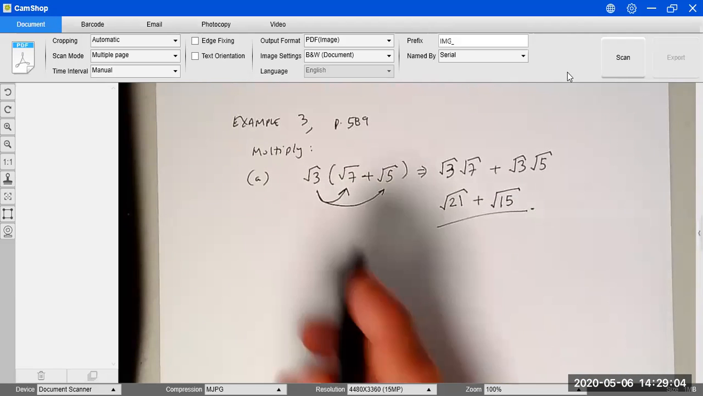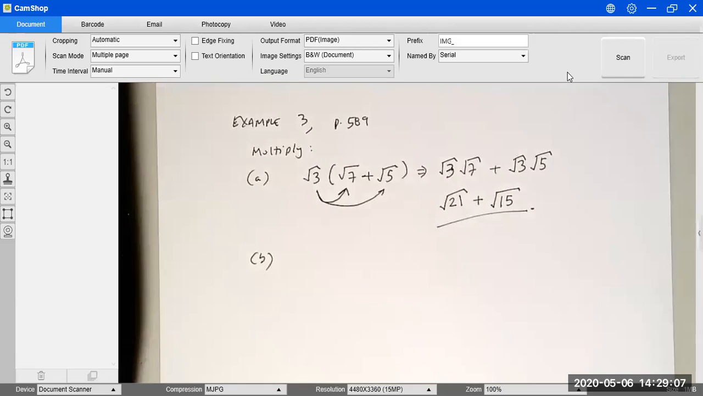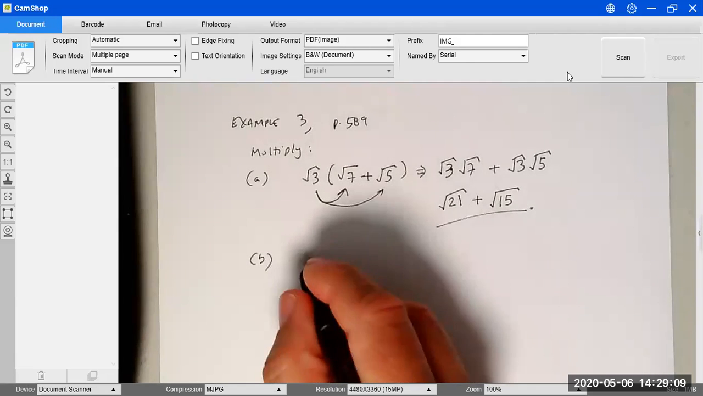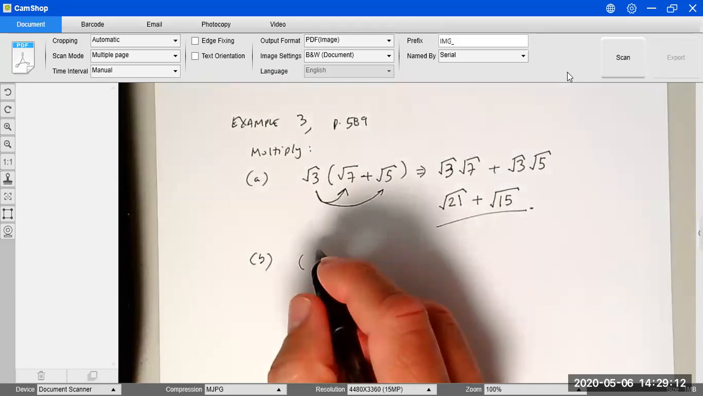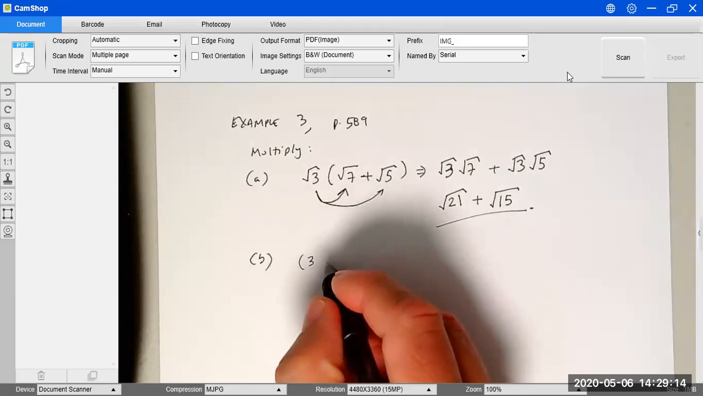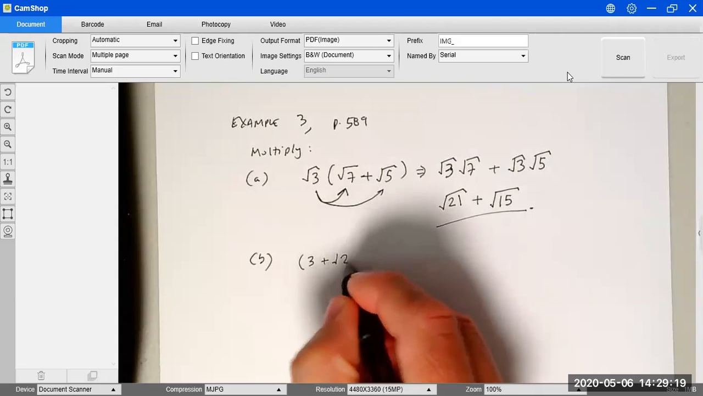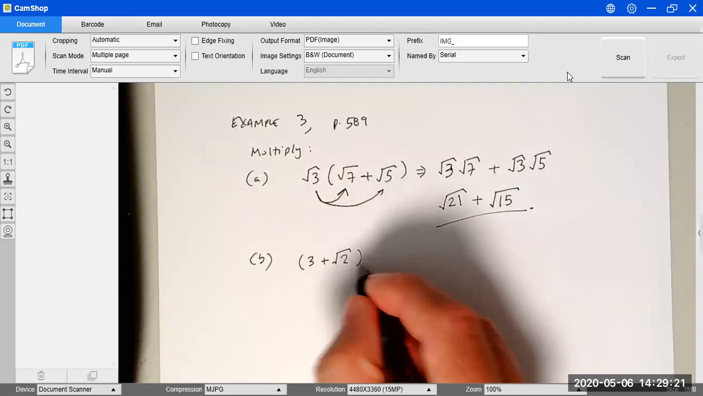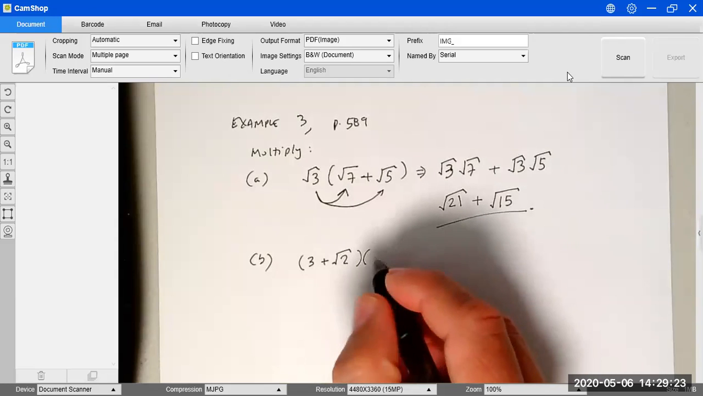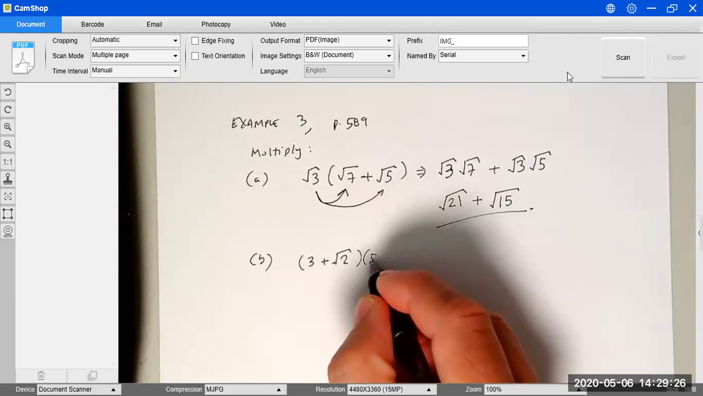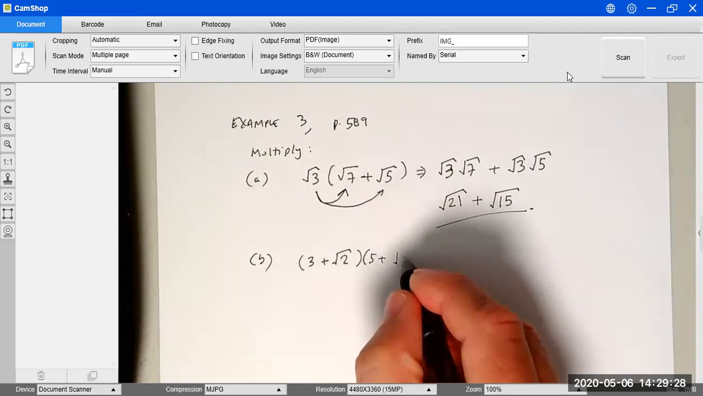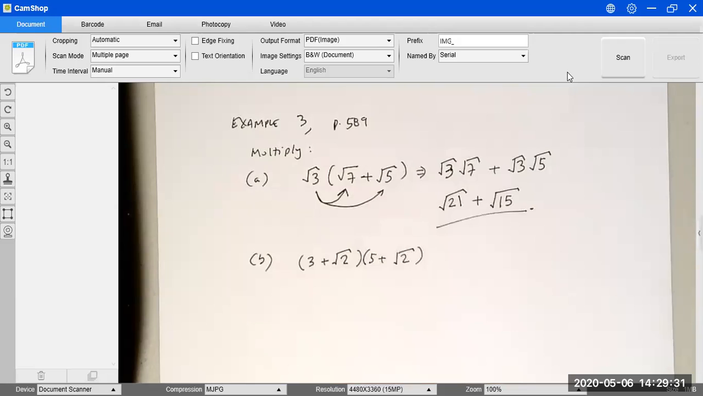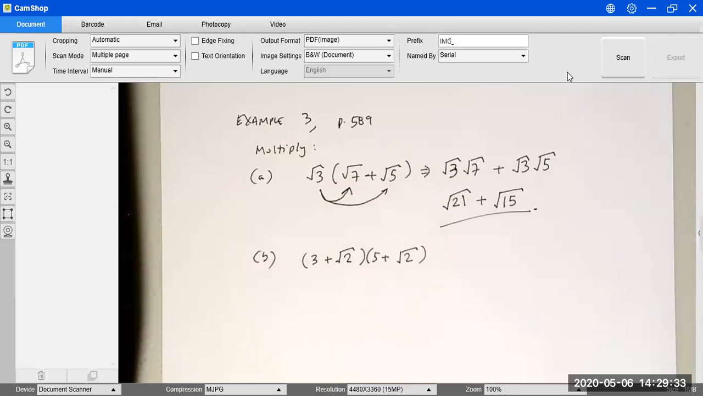So now I'm going to work on the second part of this problem. So now we have two-term radical expressions multiplying each other. So I have 3 plus square root of 2. So that's my first radical expression. The second radical expression is 5 plus square root of 2. So I have now a sort of binomial times another binomial.